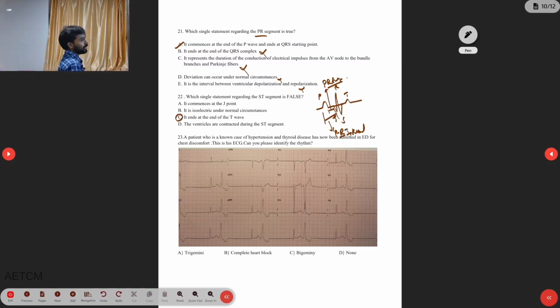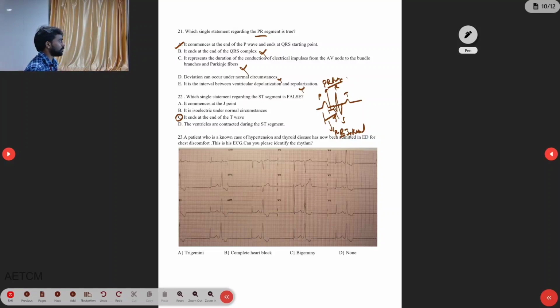It ends at the end of T wave, that is false, because what they have mentioned is that it ends at the end of T wave. It is not like that, it ends at the starting of T wave. That's why this is called the ST segment. So the false statement is C. So the 22nd answer is C. Now move on to the 23rd.